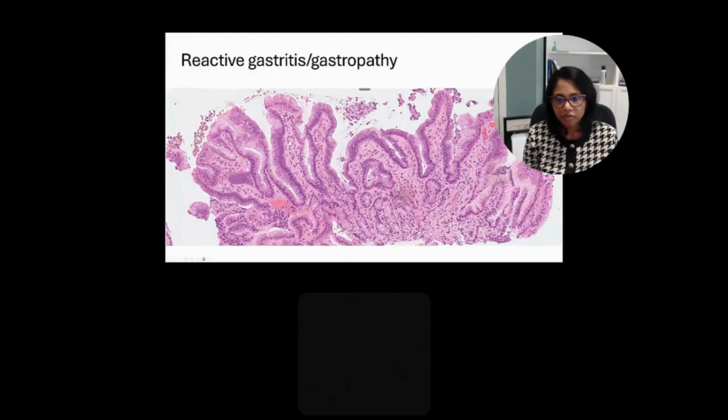And you can have fibromuscular hyperplasia within the lamina propria, not too much in terms of inflammation, but you can also have a superimposed chronic inflammation within the lamina propria, and you can comment on that as well.